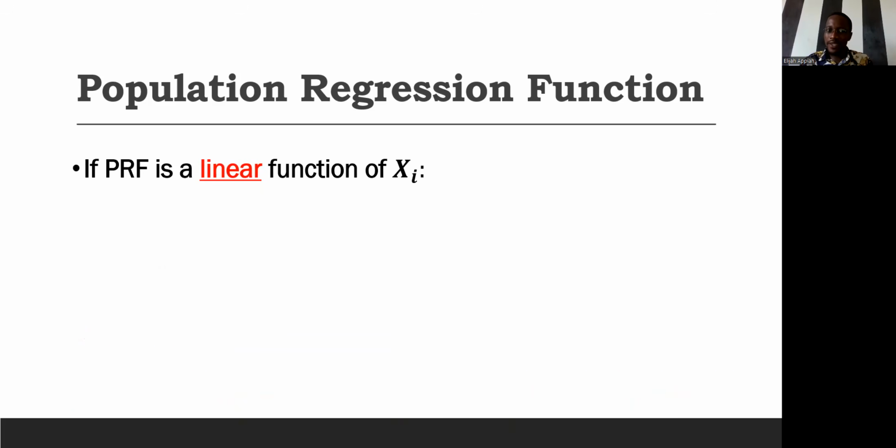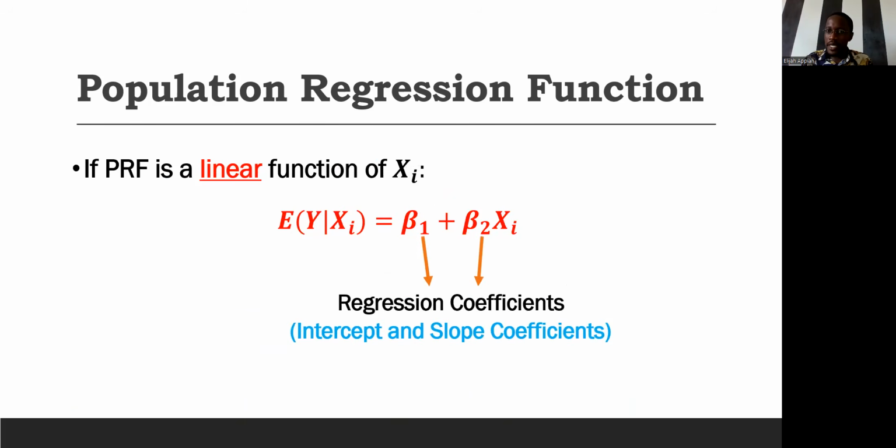So if the population regression function that we want to estimate is assumed to be a linear function of x, then it means that we are going to have the expected value of y given the values of x as beta 1 plus beta 2 x. This is where the econometric model comes into the scene. We are saying it's a function. So beta 1 and beta 2 are known as regression coefficients. They are called the intercept and slope coefficients: regression coefficients, intercept coefficient, slope coefficient. So look at how these terminologies are built up when it comes to regression models.